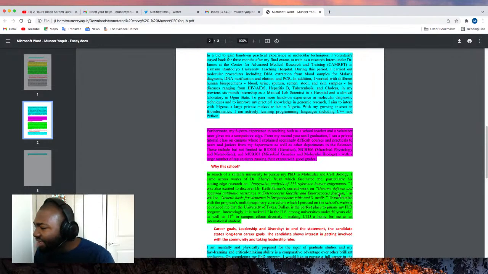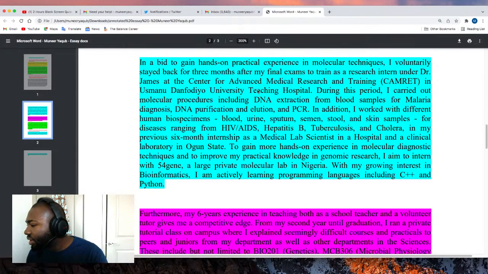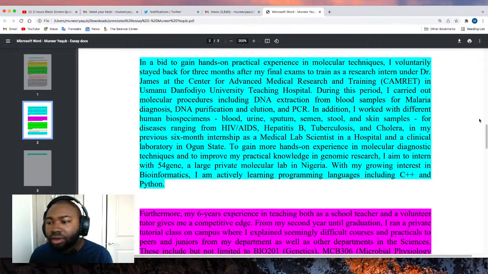I'm sorry if you can't see well, but I hope you can. Okay, I think I've been able to zoom in now, so you guys can see well. All right.